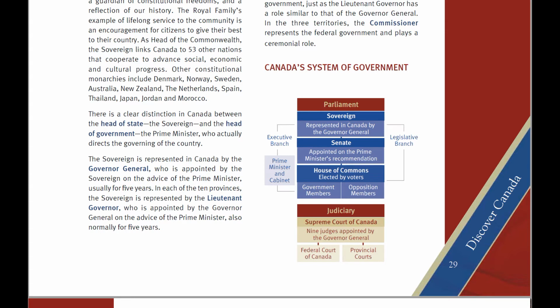At the highest level, there is the Supreme Court of Canada, which consists of 9 judges that are appointed by the Governor-General. The Federal Court of Canada and the provincial courts are also part of the judiciary.